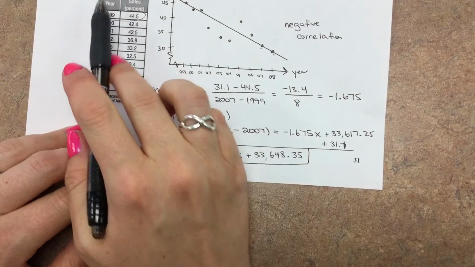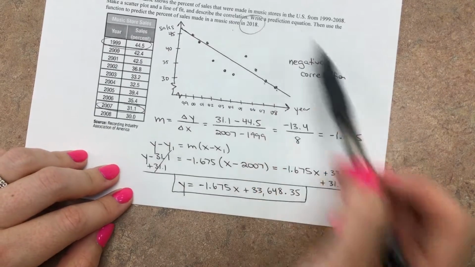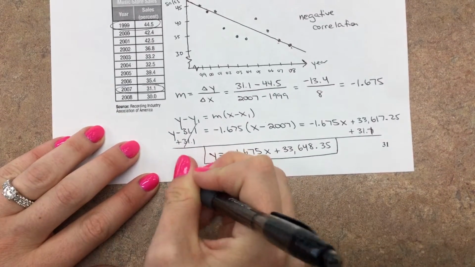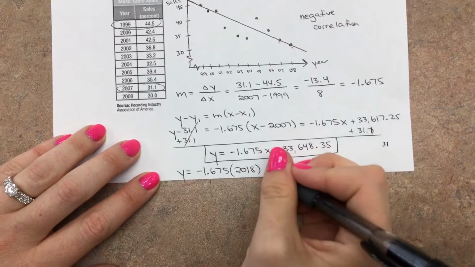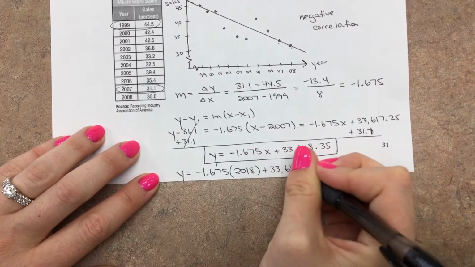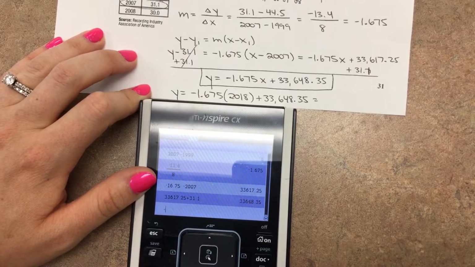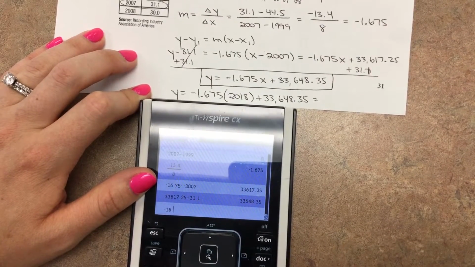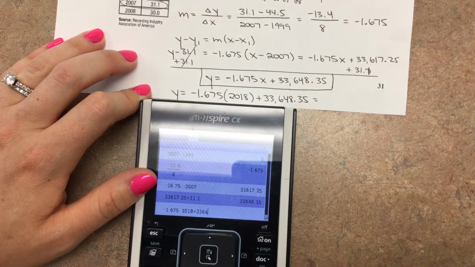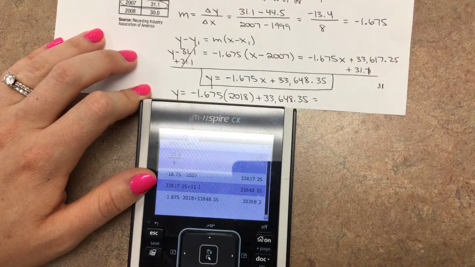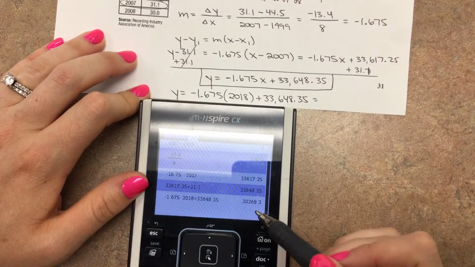Then it says use the function to predict the percent of sales made in a music store in 2018. So that means that you're going to take the 2018 and plug that in for x. So that's what I'm going to do for the very last part. Lucky I've got a little bit of space down here. So replace the x with 2018. And then just like the last one, I can just plug this right into my calculator and get a value. So we're going to have negative 1.675 times 2018, and then plus 33,648.35. So that gives us this very large value right here, 30,000 and then 218.